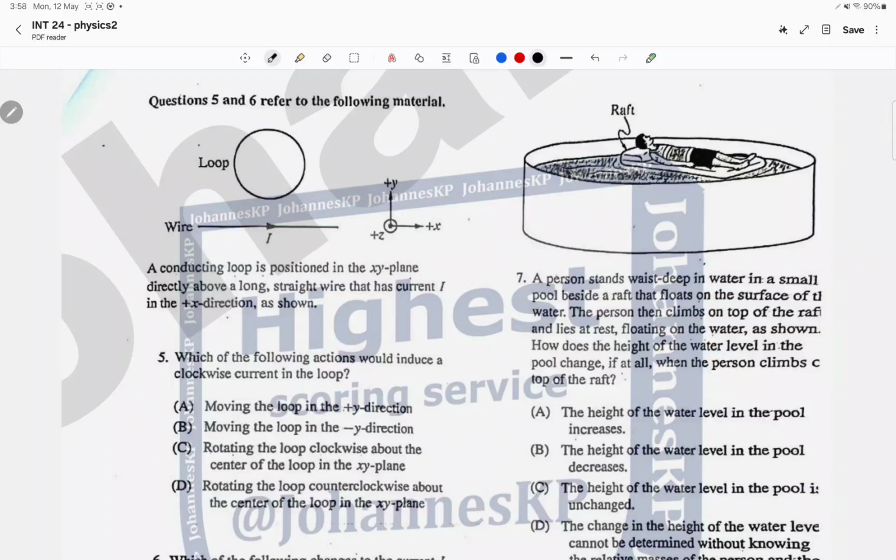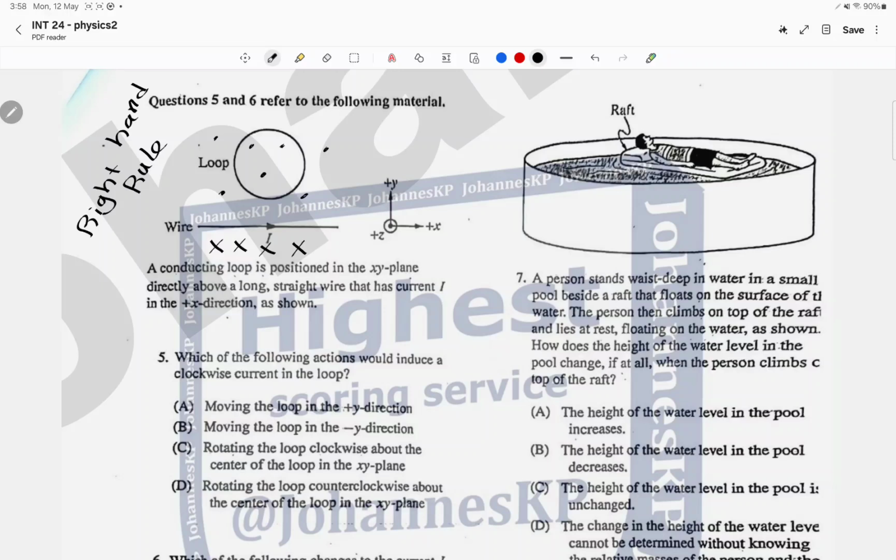Question 5. A conducting loop is positioned on the XY plane directly above a long straight wire that has a current I moving in the plus x direction. Look, why don't we right now talk about the direction of the current. It's going to the right, correct? Yeah. Current, that means you have to use your right hand rule. So point your thumb to the right and curl your fingers. Below the wire, they're going to be into the page, and above it, it's going to be out of the page.